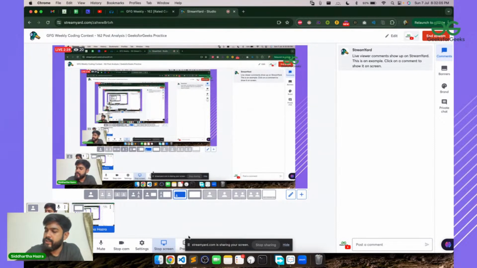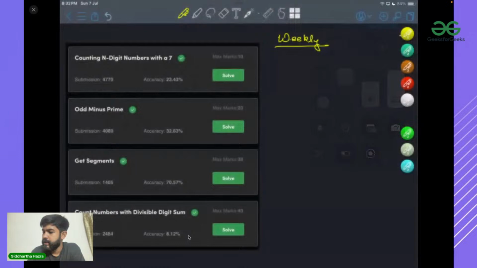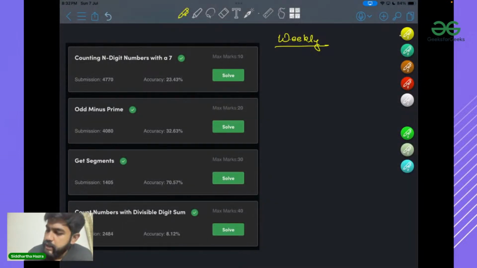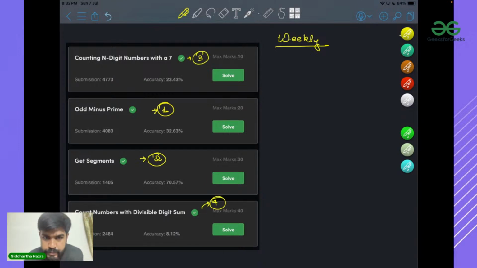Fair enough. So these were the four problems: counting an n-digit number with a 7, odd minus prime, and get segments. According to me, this should have been the very first problem, this should have been the second, and this should have been the third, and this is of course in the perfect position, which is 4.